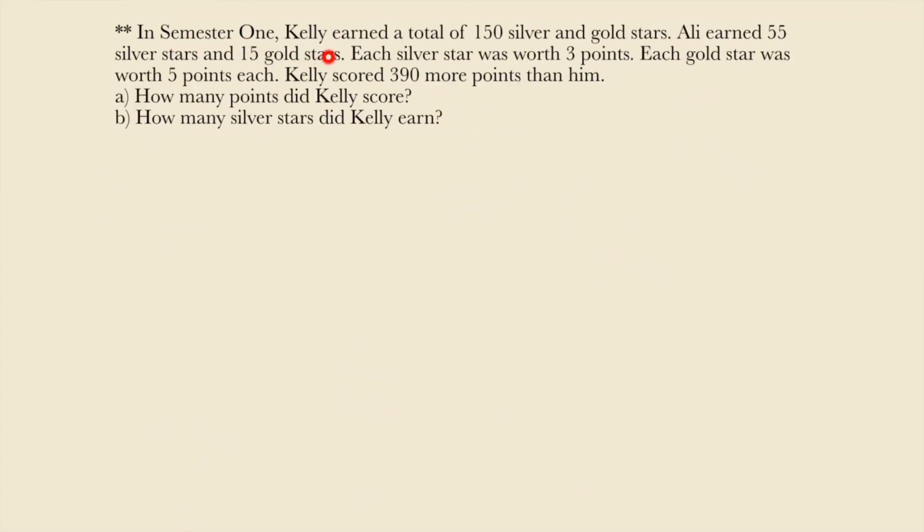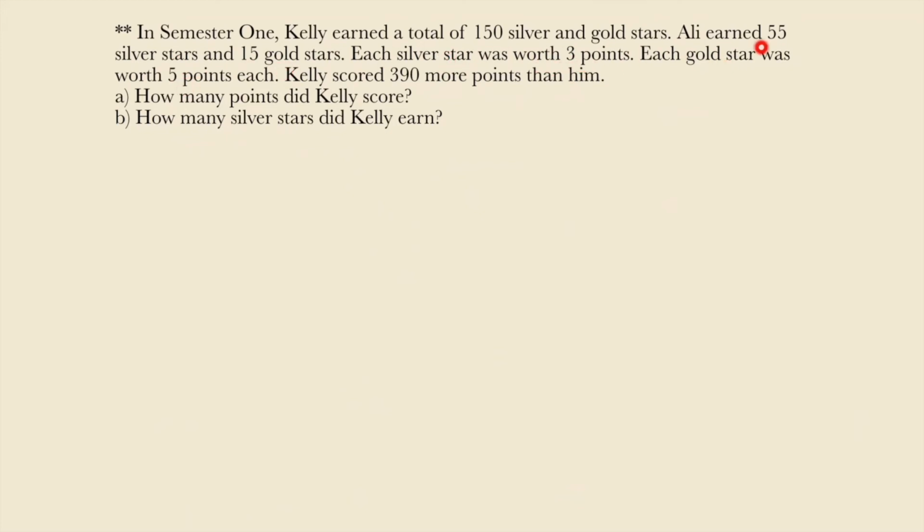In semester 1, Kelly earned a total of 150 silver and gold stars. Well, how many silvers? Don't know. How many golds? Don't know. But total, 150. Ali earned 55 silvers and 15 golds. Each silver was worth 3, each gold was worth 5.